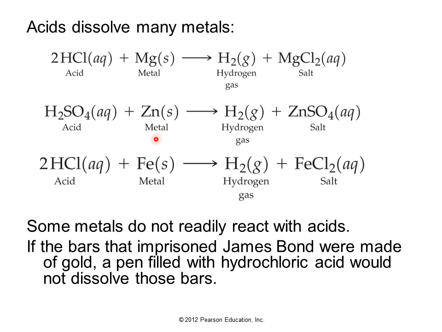Acids dissolve many metals. Here's the example of an acid dissolving the magnesium that we just looked at. Sulfuric acid will dissolve zinc to produce hydrogen gas and the aqueous solution of the salt. Even iron will dissolve in hydrochloric acid. Some metals do not readily react with acids, for instance gold and silver. So if the bars that imprisoned James Bond were made of gold, a pen filled with hydrochloric acid just wouldn't dissolve the bars, and James Bond would never have escaped.